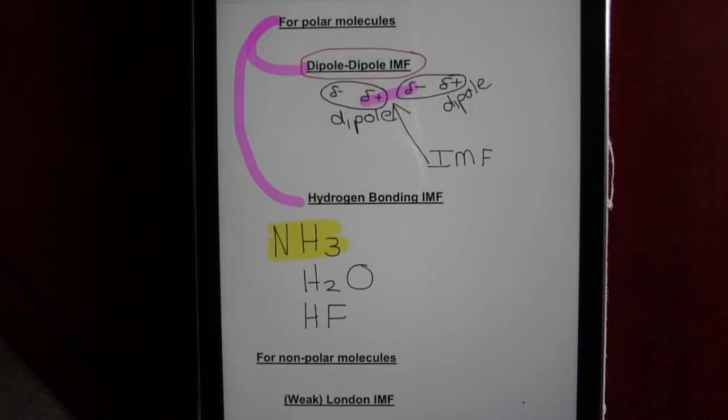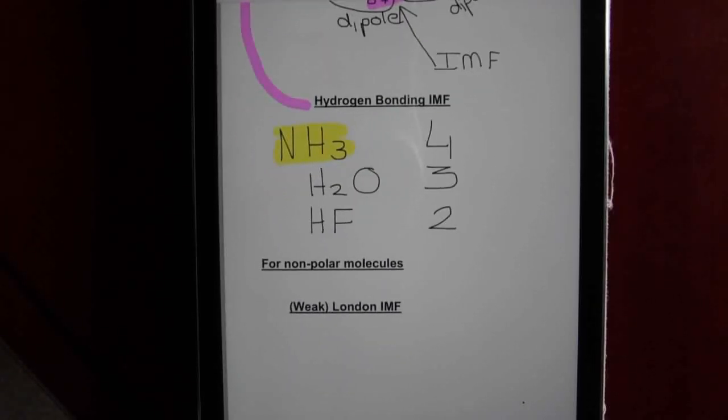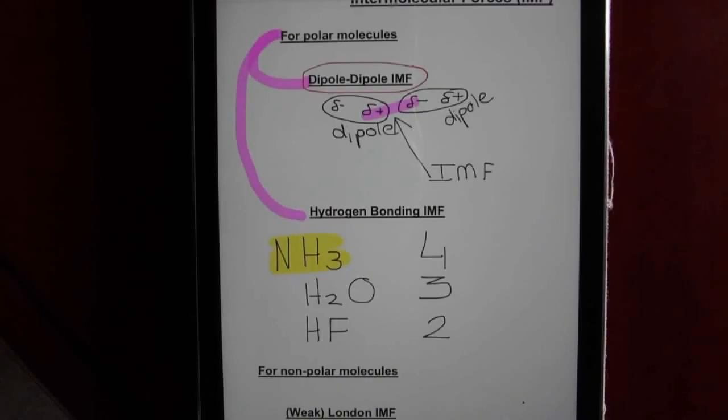So please quickly look and see, if I'm looking at this molecule here, how many hydrogen bonds are possible? I've got a nitrogen that can connect with other hydrogens. I've got 3 hydrogens that can connect with other nitrogens. And therefore here, I can actually have 4 hydrogen bonds. Whereas in H2O, I've got the 2 hydrogens and the 1 oxygen. So here I can form 3 hydrogen bonds. And in the HF, I can only form 2 hydrogen bonds. So keep that in mind when you're looking at the hydrogen bonding.